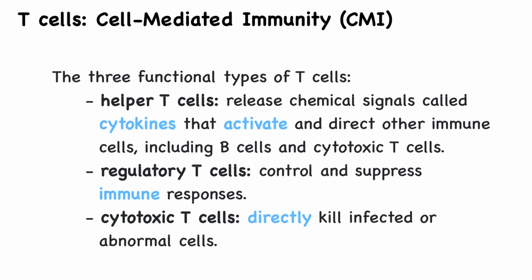There are 3 main functional types of T cells, each playing a distinct role in the immune response. Helper T cells act as the coordinators of the immune system. They release chemical signals called cytokines that activate and direct other immune cells, including B cells and cytotoxic T cells. Cytotoxic T cells are responsible for directly killing infected or abnormal cells, such as virus-infected cells, cancer cells, and transplanted cells. Regulatory T cells help control and suppress immune responses, preventing excessive damage to the body and maintaining immune balance.